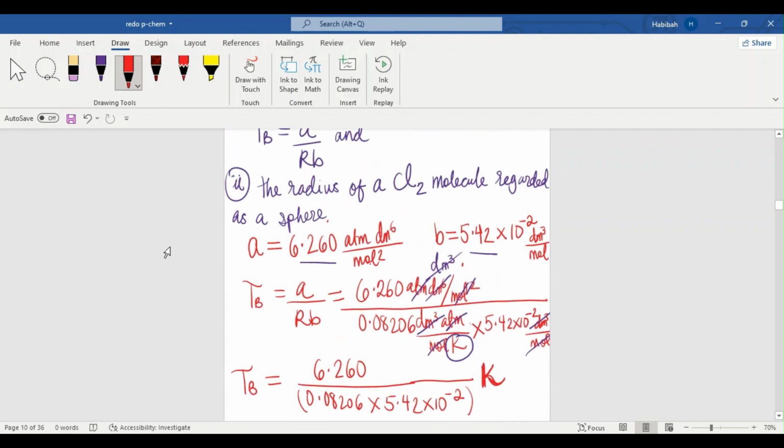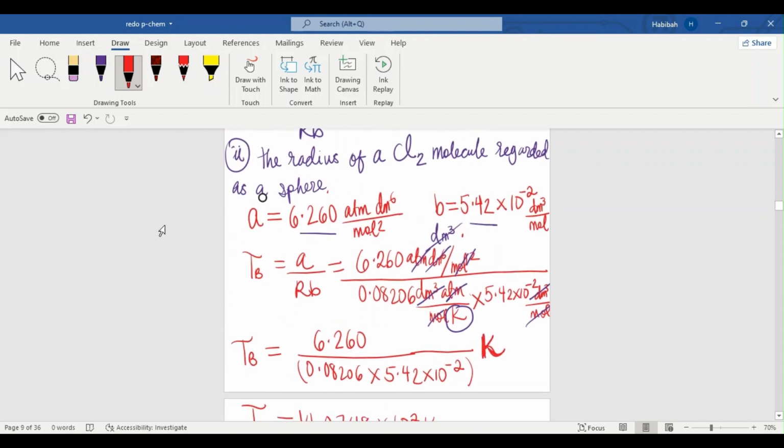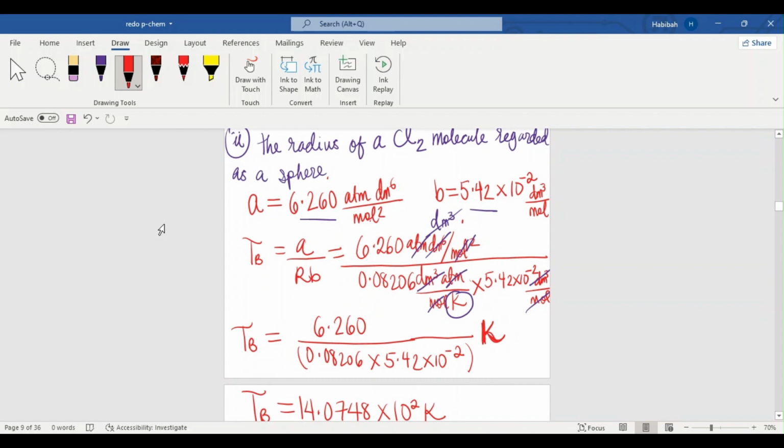In order for us to find the radius of a van der Waals gas, there's a particular formula you have to use, and that formula has been derived. Although I'm not going to be deriving it in this question because all I want to solve for is the radius. So stay tuned, I'm going to be deriving the formula in future videos.